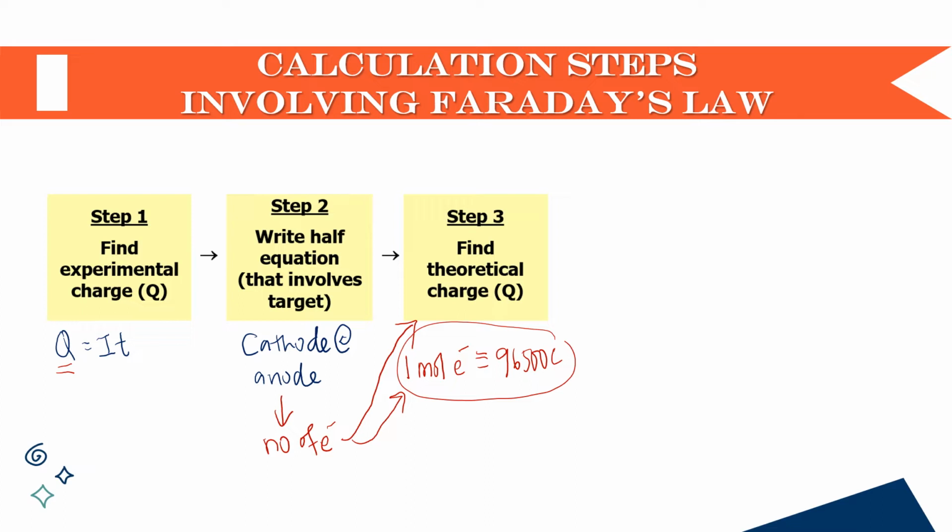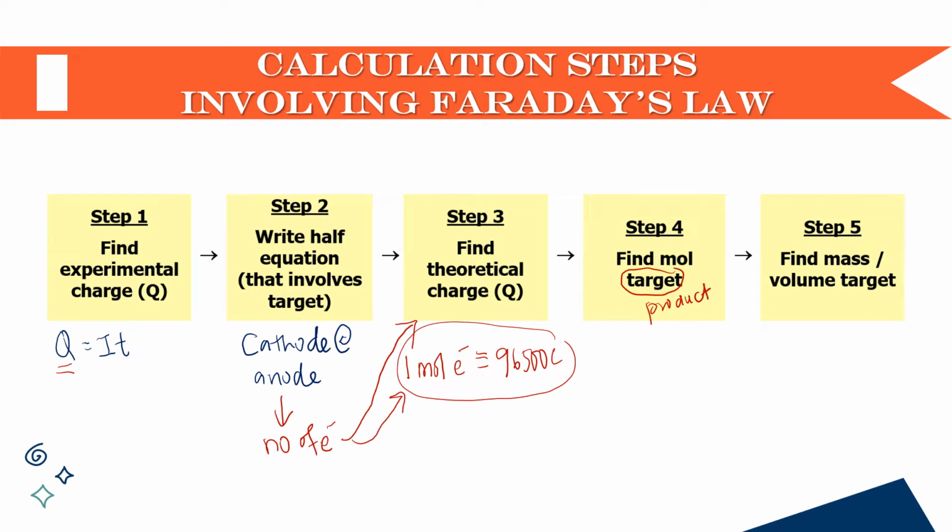Okay, step yang keempat yang seterusnya adalah find the mole of target. Target kita tadi kita punya substance lah, ataupun apa yang kita nak cari. The product. Target kita kat sini maksudnya kita fokus kepada kita punya produk. Kemudian last sekali, once we get the number of mole of the product of the target, barulah kita boleh cari kita punya mass ataupun volume.